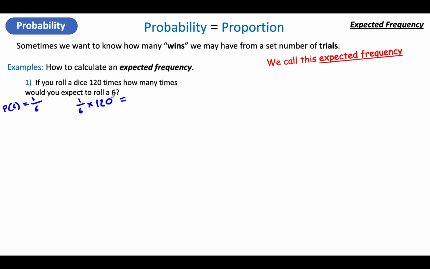If I'm finding a fraction of an amount, you divide by the bottom, times by the top. So 120 divided by 6 is 20. I would expect to get 20 wins. All right.